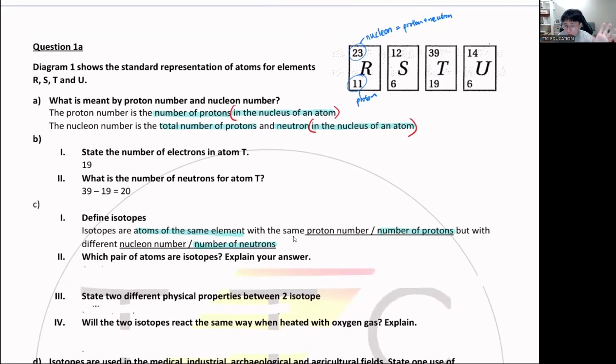You say, teacher, if I go with same proton number, can? Can, but you must pair with a different nucleon number. Yeah, teacher chooses the long one. I don't know, I like long stuff.